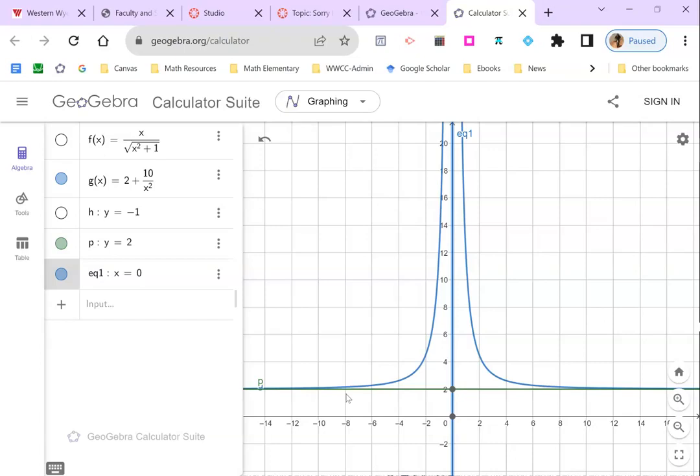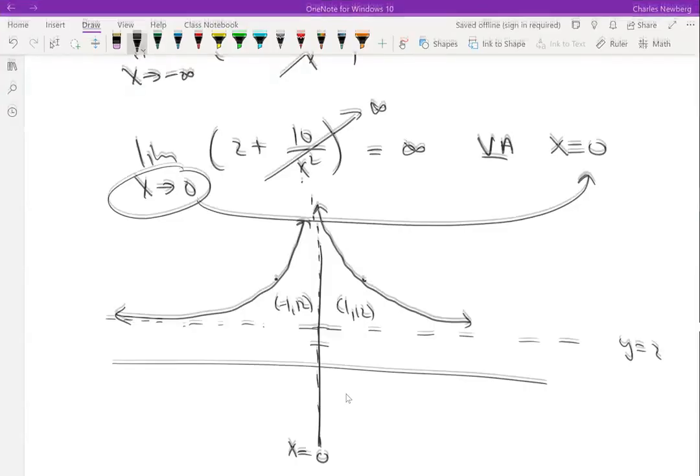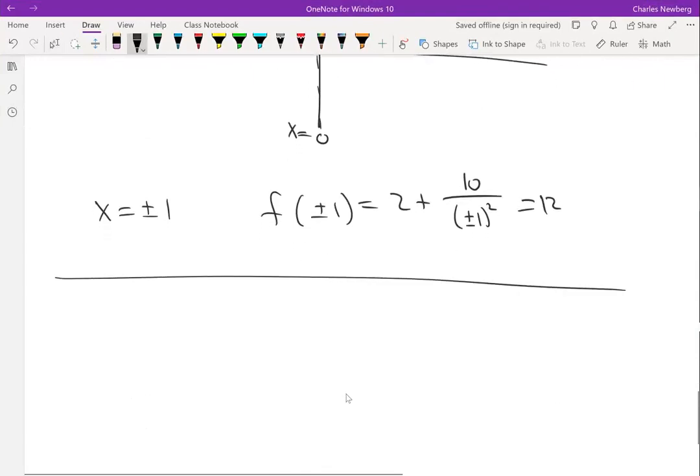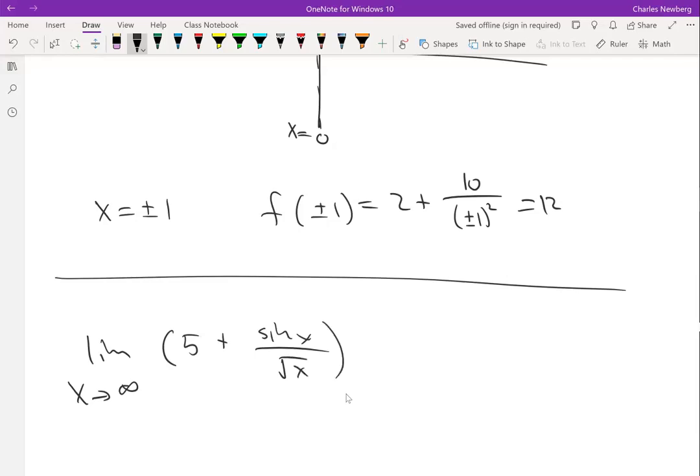All right, now let's look at another function, and then we'll tie in some theories here. Let's take a look at this function here. We'll call it f. We're just going to look at the limit as x goes to infinity of 5 plus sine x over the square root of x.